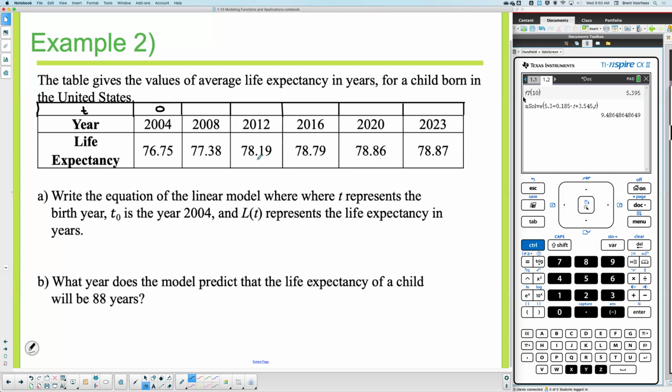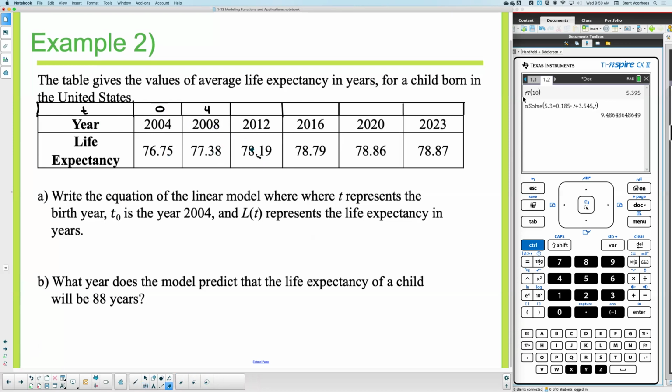All right, we ready? So this is saying T0 is the year 2004. That means we're going to make that be time 0. So what does that make 2008? Year 4. It's gone 4 years, okay?